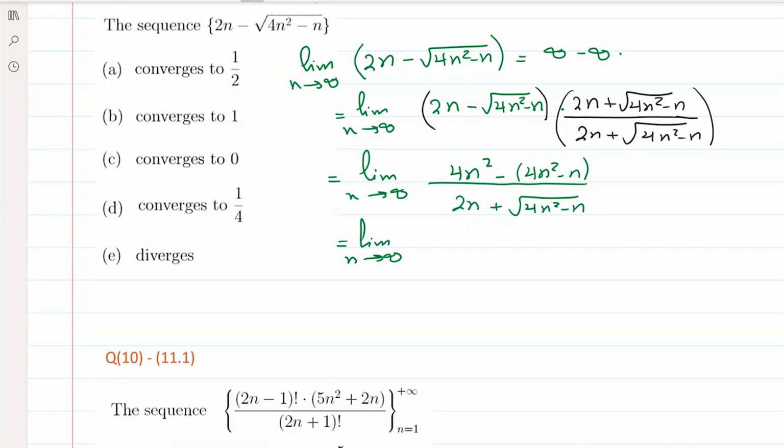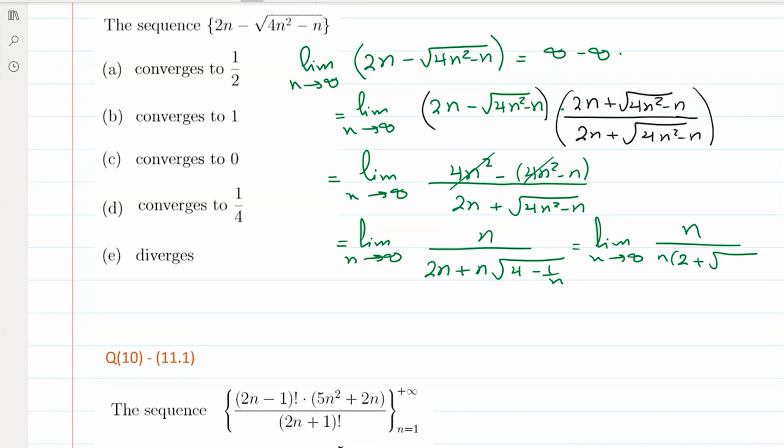So 4n square minus 4n square will cancel each other, and you will have n here. In the denominator, you can take n as a common factor, right? Let me simplify it for you. 2n plus root. If I want to take n out of this root, I take n square from inside, and when I take it out, it will be n. So it will be 4 minus 1 over n, like that. Is that clear? Yes, clear. Exactly. So it will be n over n, taking it as a common factor, 2 plus this root.